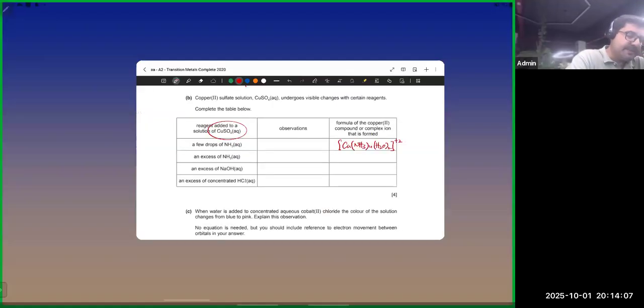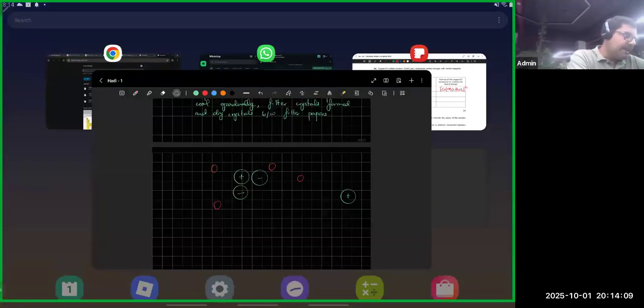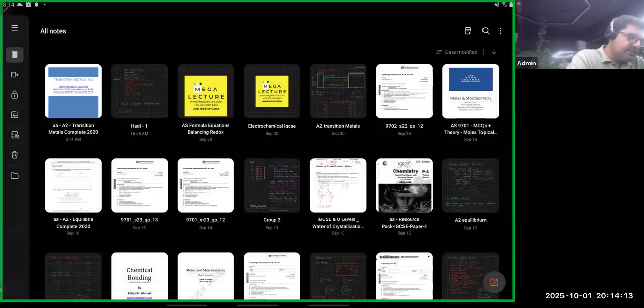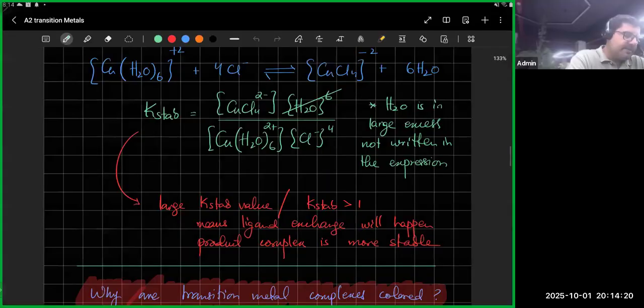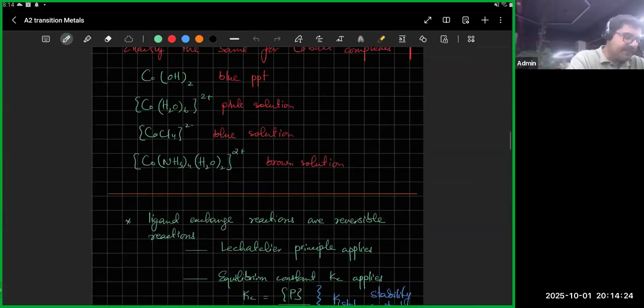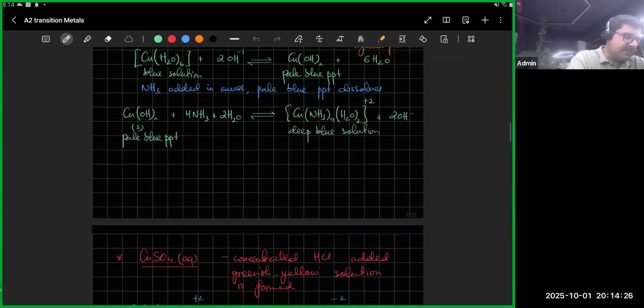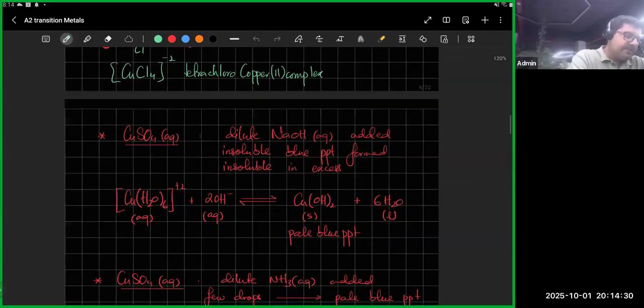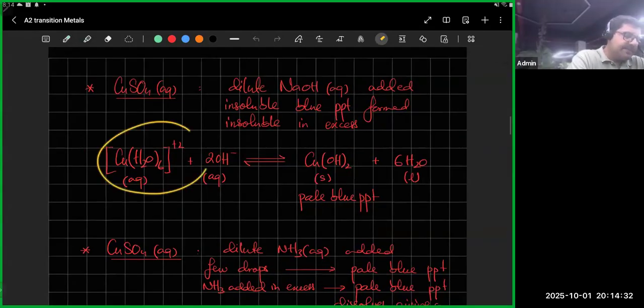If you add a few drops of NH3, go back and have a look at the notes. You have to remember what happens if you add a few drops of NH3. These were the equations that were given, where the ligand exchange is. So I'm just going to repeat everything. Copper sulfate aqueous, you add OH-, it will form Cu(OH)2.